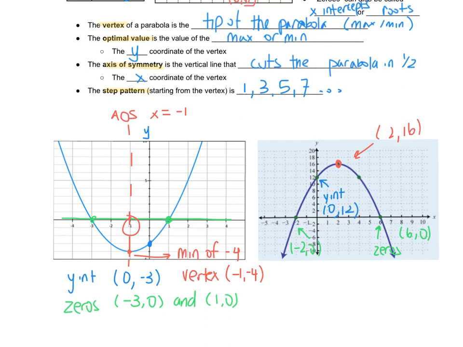Now, because my parabola opens down, that means I have a maximum of 16. And here's where my parabola is cut in half at the axis of symmetry, and its equation is x equals 2. So there's a lot of new terminology here, so you do have to practice it, because practice does make perfect. So once again, we have the y-intercept, the zeros, and the vertex. And the vertex results in two key features: your axis of symmetry, which is the x-coordinate, and your optimal value, which is the y-coordinate.